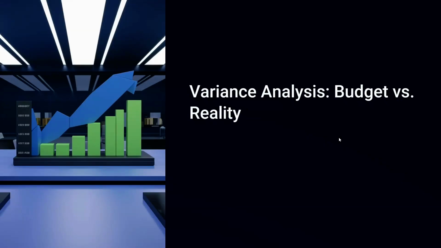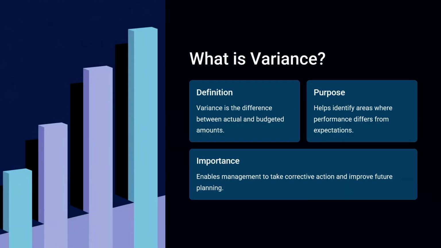In this lesson, we will explore how to compare actual results to budgeted expectations using variance analysis, which is a fundamental tool in financial performance management. So first, what is variance? Variance is the difference between actual and budgeted amounts.